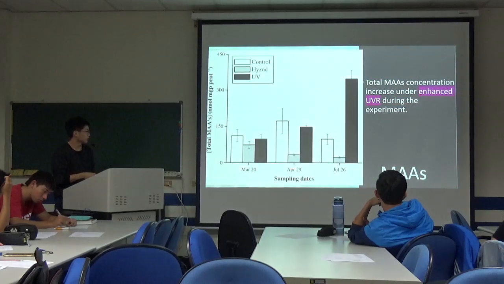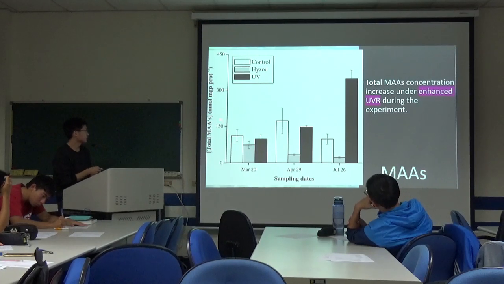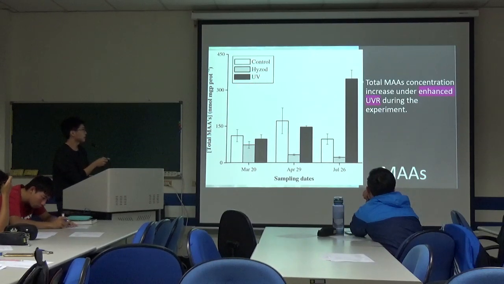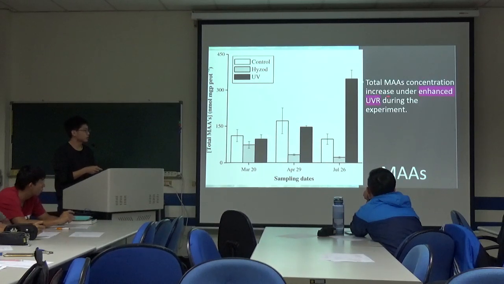It's the same way. The x-axis is the time. The y-axis is the MAA concentration. The black bar is enhanced UVR, the gray bar is the hydroid panel, and the white bar is the control. You can see the total MAA concentration increased under enhanced UVR during the experiment.